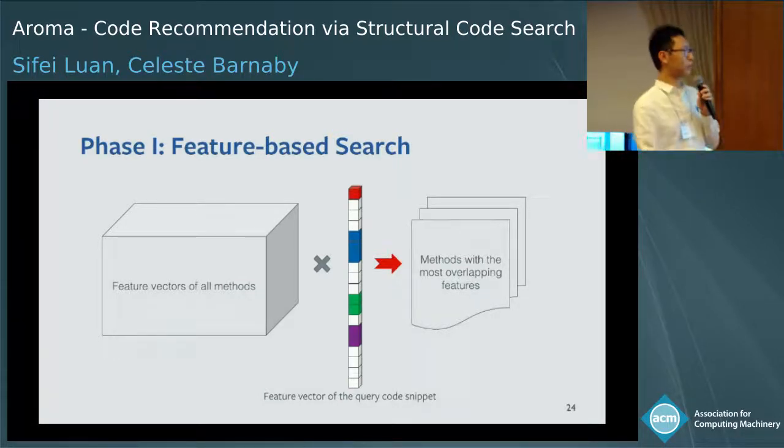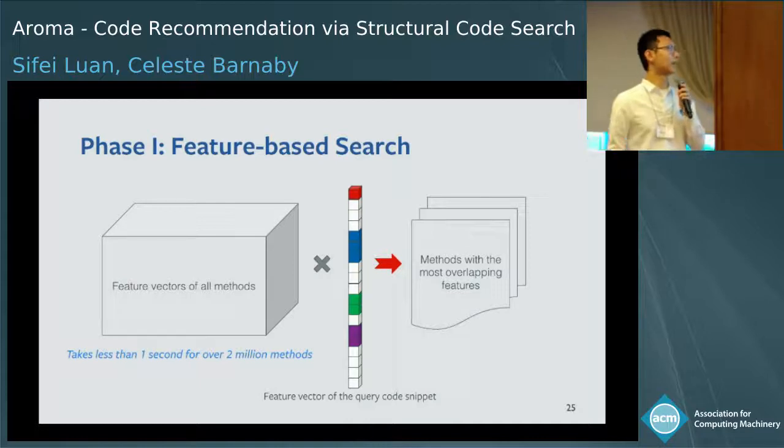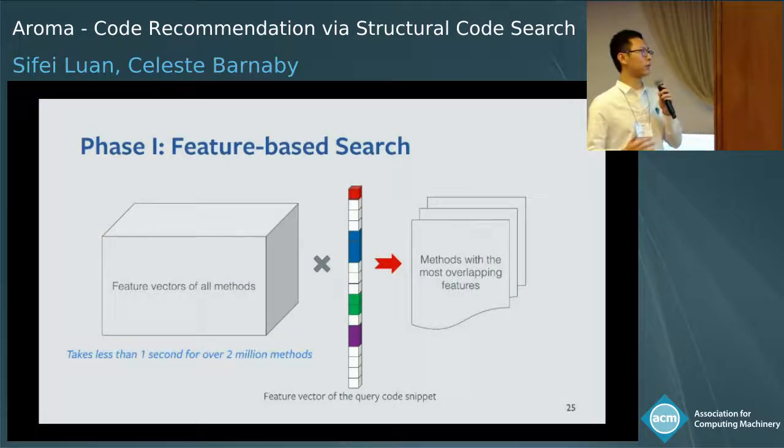The reason we do this step is because this can be implemented very fast in parallel. So for example, for the code corpus, it takes less than a second for over 2 million methods to find the most similar code. So this will reduce the set of 2 million methods into maybe 1,000 methods on which we can perform more fine-grained analysis. I'm going to turn over to Celeste now.